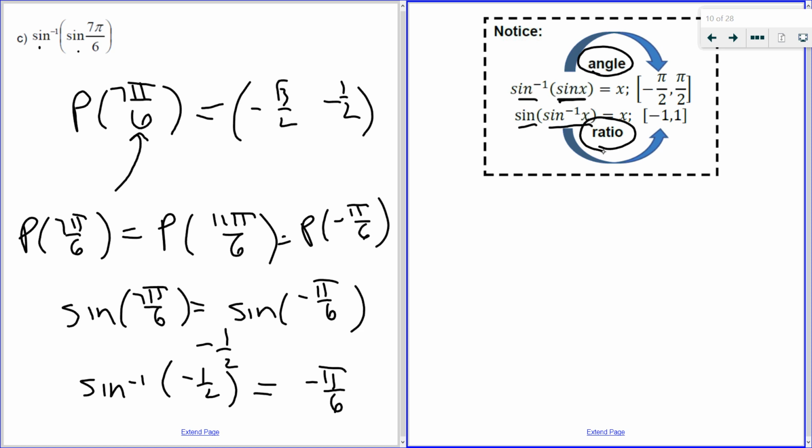So that is inverse trig functions for sine. Look to the next video for cosine.